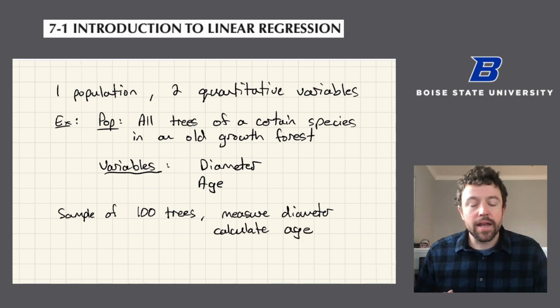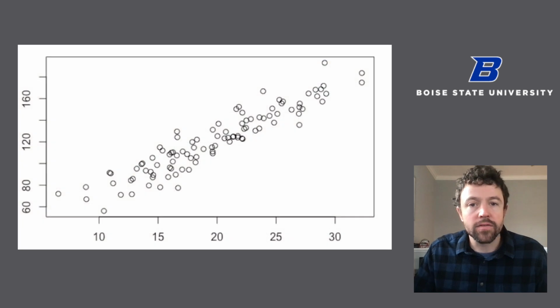So we do this and we want to see if these are related. So one of the first most natural things to do would be to plot these two variables on a graph. And so this is what's known as a scatter plot. So right here is a scatter plot.